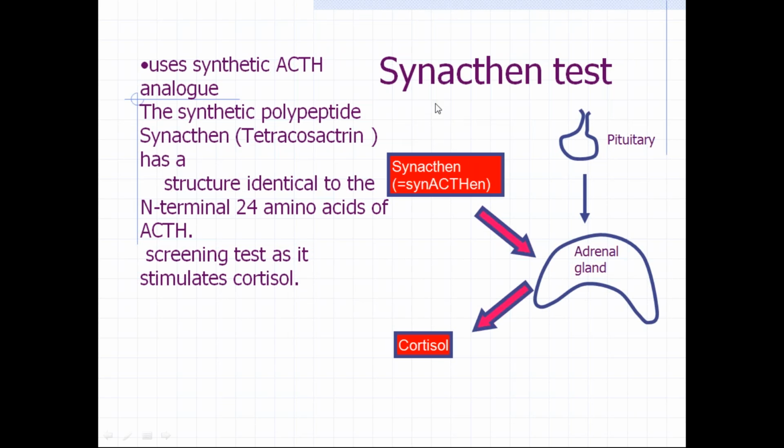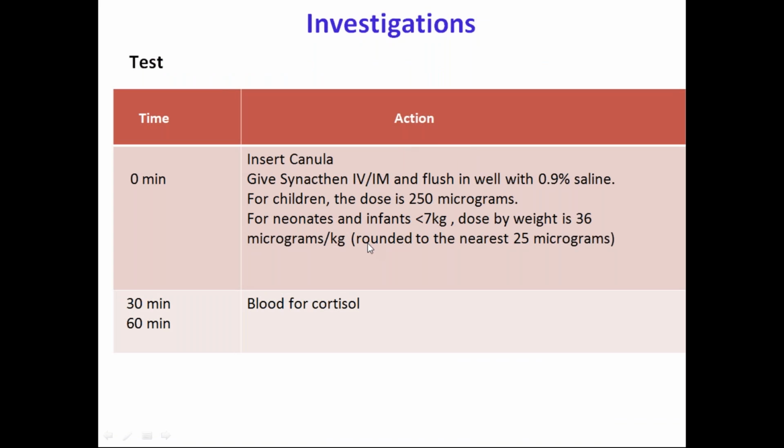And what is the synacthen test? ACTH test. Synacthen is a synthetic ACTH. ACTH stimulates the adrenal gland to produce cortisol. The synthetic polypeptide synacthen, which is a tetracosactide with a structure identical to ACTH, is a screening test used to stimulate the production of cortisol. So first, how to do this test? At 0 minutes, insert one cannula, give synacthen IV or IM and flush it well with saline. The dose is 250 micrograms. Then send the blood sample for cortisol at 30 minutes and 60 minutes.